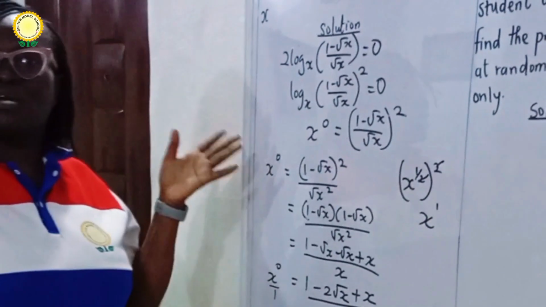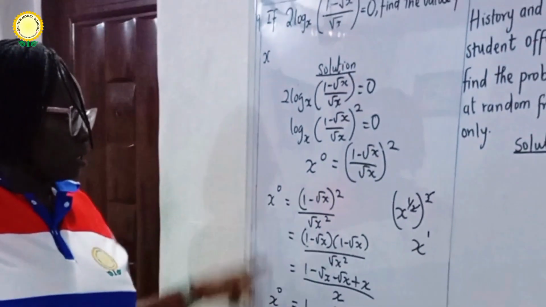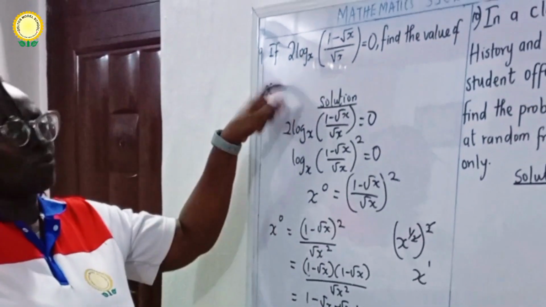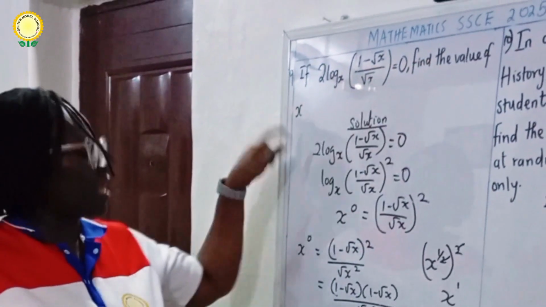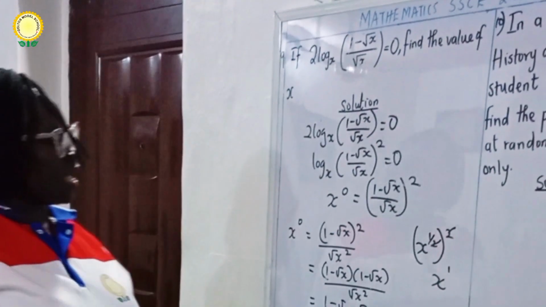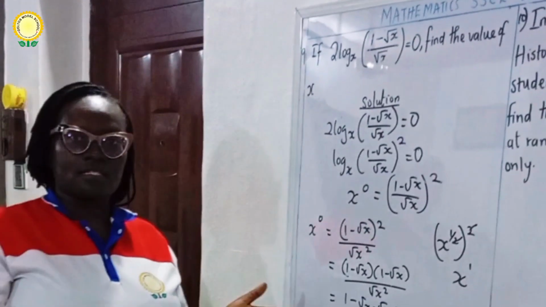Always go back to your question when you are done solving this kind of complex question. Go back to the question. What were you asked to do? If this, find the value of x. So we have found the value of x, and that is our answer.